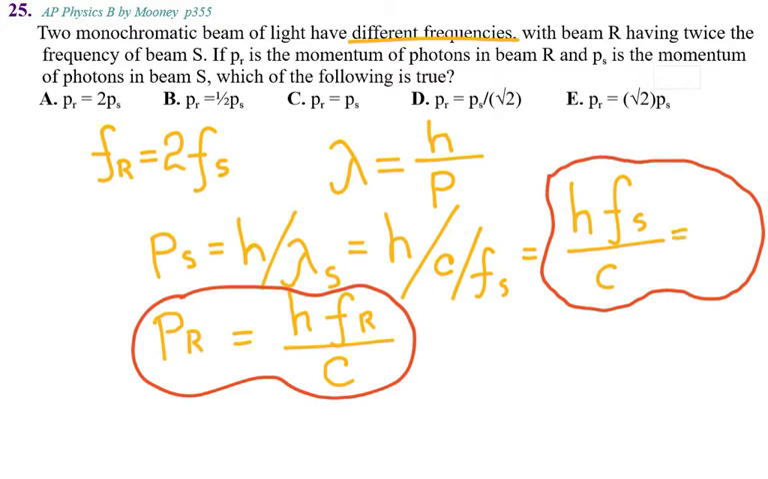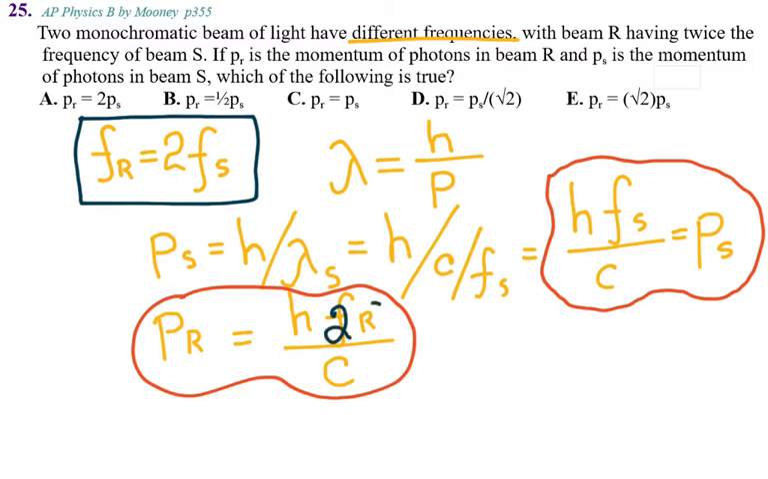That is my momentum of S. The frequency of R is twice as much as the frequency of S. So right here, I have twice as much frequency as the frequency of S. So that means the momentum of R is twice as much as the momentum of S. And that's the answer. The answer would be A.